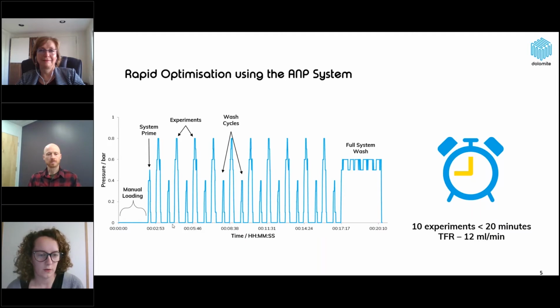And then a wash cycle occurs. And then this is repeated for as many experiments as you've queued in your protocol. Finally, we have the full wash system that I mentioned previously, which takes a couple of minutes, but after your final experiment has been performed around the 15 minute mark, you can actually take your samples off the system right now and process them for any characterization you want to perform.